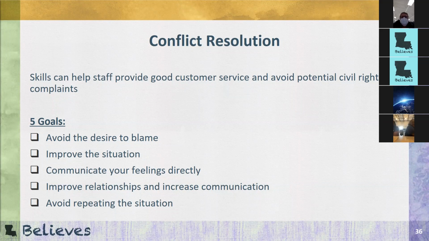Remember to use I statements to communicate your feelings directly. Manage your emotions. Stick strictly to the facts of the complaint and communicate your feelings directly. And have a willingness to resolve. Identify barriers to a resolution and overcome those barriers. Avoid repeating the situation. If the complainant persists with their complaint, direct them to file their complaint with the USDA's Office of Civil Rights.